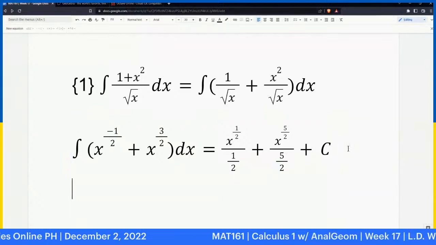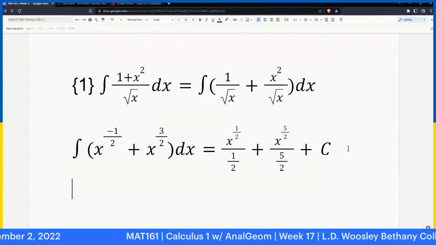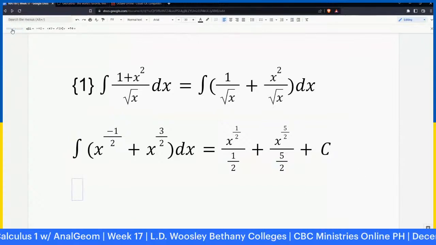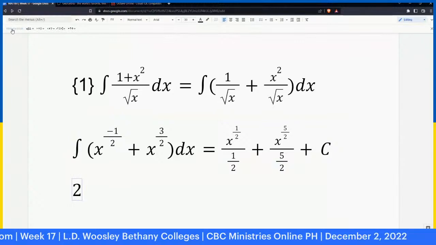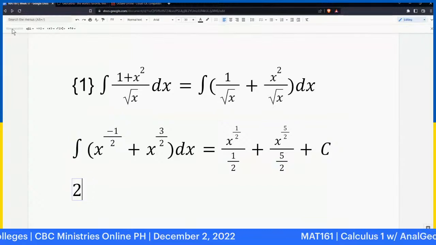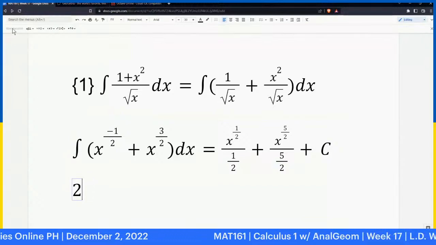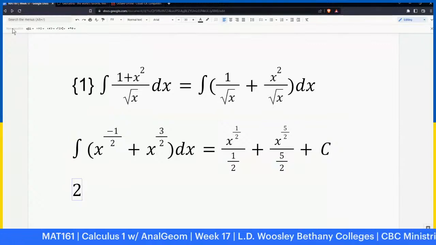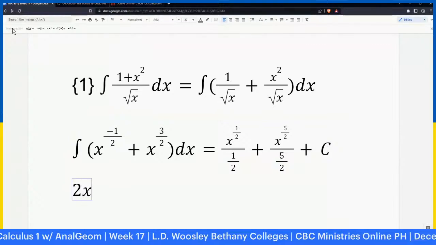Okay, simplifying further. That will become 2x cubed. 2x or 2 square root of x. Or even without the 2, x raised to 1 half. Okay na yan.